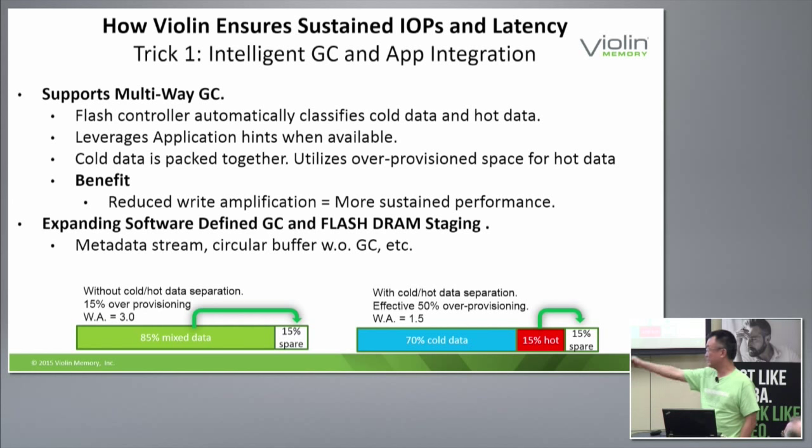As you can see in the pictures here, if the user workload is, for example, only 15% hot data, then with 15% spare space over-provisioning, the effective spare space is 50%. On the left-hand side, if you are doing general purpose GC, it's only 15% spare. So how does this interact with wear leveling?